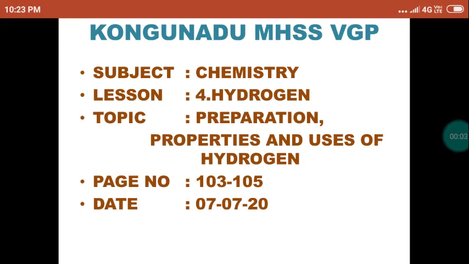Good morning, students. Today we are going to discuss the preparation, properties and uses of hydrogen, and the preparation and properties of deuterium as well as tritium. Last class we completed the introduction part of hydrogen: the atomic number, abundance of hydrogen, isotopes of hydrogen, and ortho as well as para hydrogen. So today we start the preparation of hydrogen.